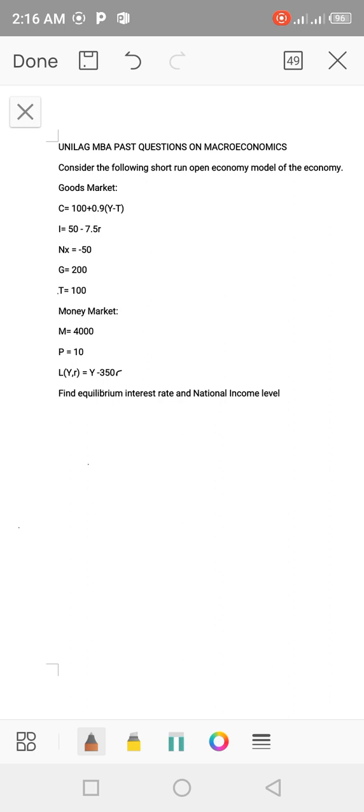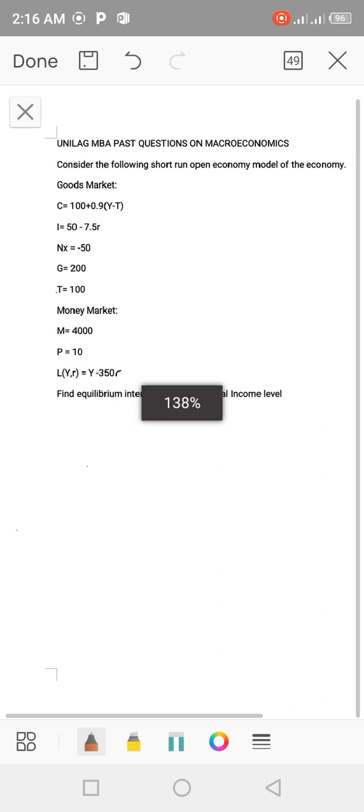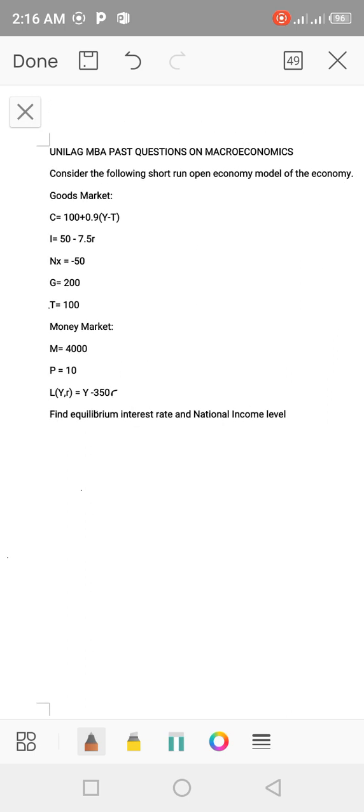On macroeconomics. A look at the question shows that it relates to the IS-LM model. The IS-LM means investment, savings, liquidity preference, money supply.